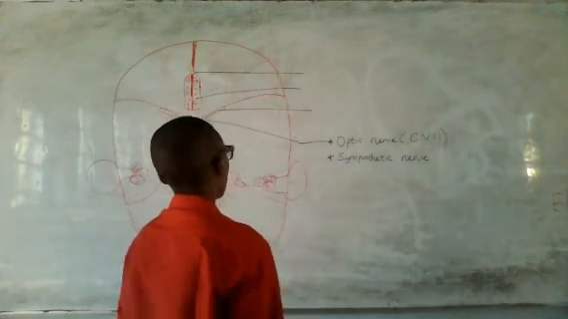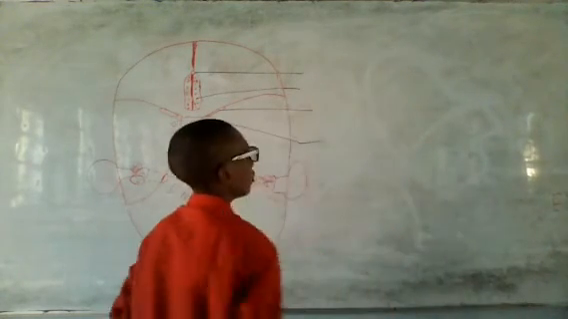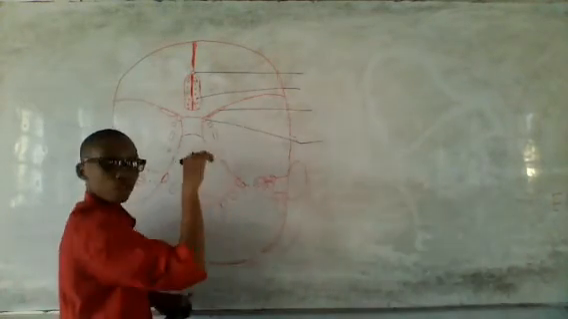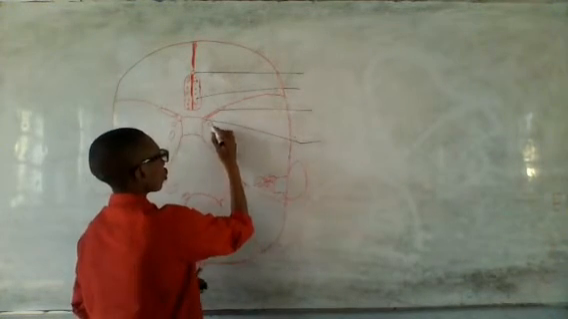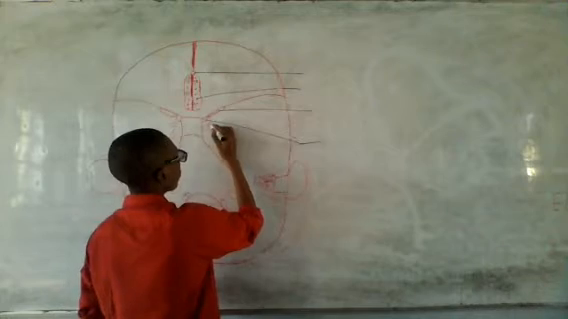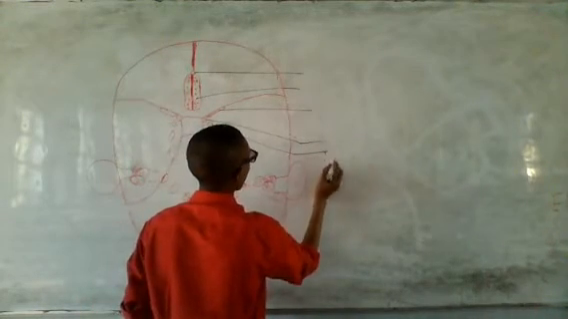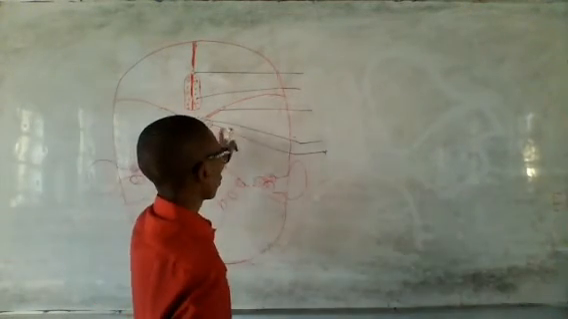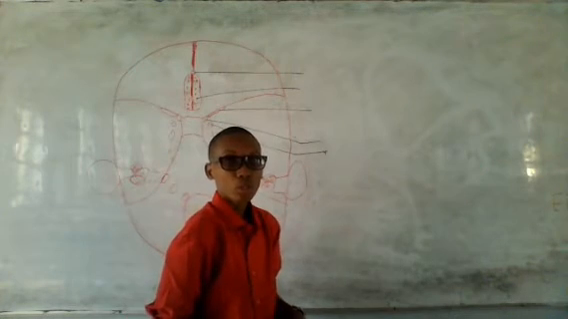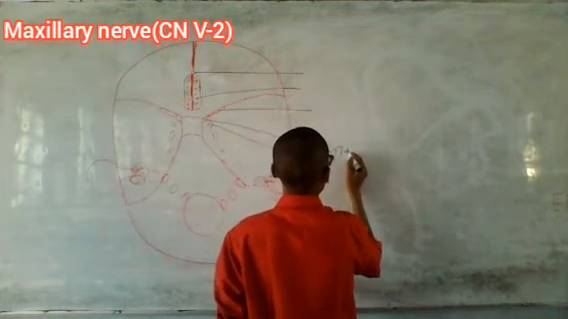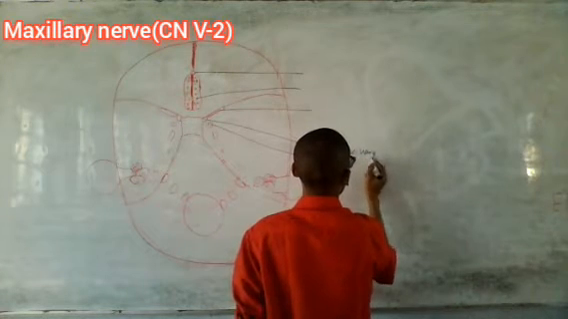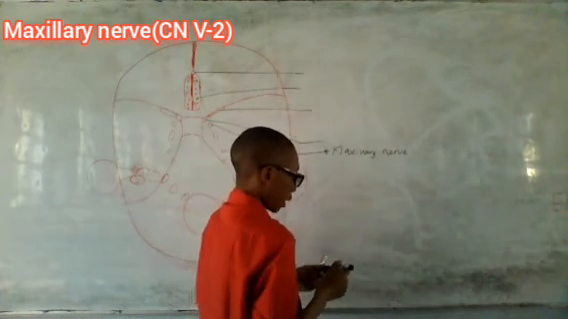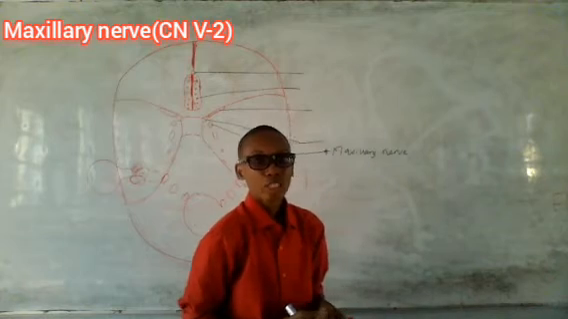So we are moving into the next foramen. What is it called? It is round shaped, so it's called the foramen rotundum. The structure that passes through the foramen rotundum is the maxillary nerve. The maxillary nerve is a branch of the trigeminal nerve.